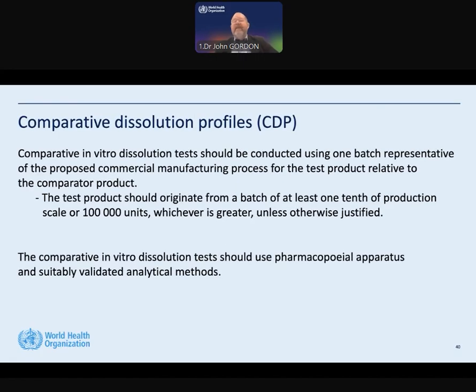The second method of evaluation of FPPs, of course, is looking at the comparative dissolution profiles between the proposed product and the comparator product. So again, a comparative in vitro dissolution test should be conducted using one batch of the proposed product, which is representative of the proposed commercial manufacturing process for the product, and then compared to a batch of the comparator product.